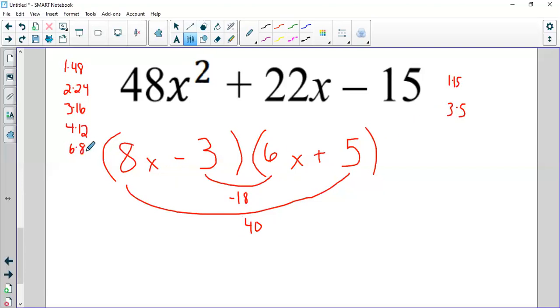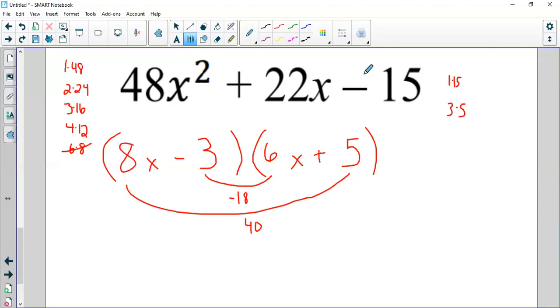If this hadn't worked, if 6 and 8 hadn't worked with 3 and 5, I would have crossed it off. I would have gone to 4 and 12, filled them in and tried them. Same thing though. The 12 can't go here because a 12 and a 3 would have a GCF. So I'd have to put the 4 there and the 12 there, and then check them and see how it came out.